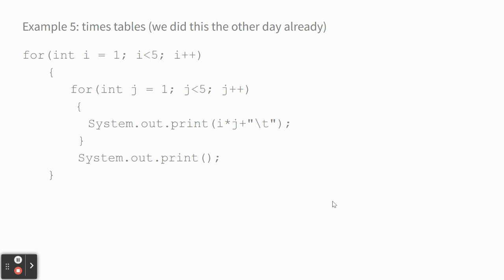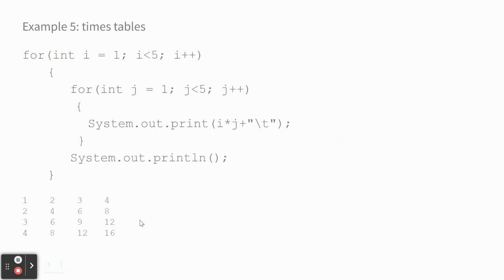And then I wanted to remind you about the times tables. This is the one we did the other day, but we didn't call it nested for loops. But this has I going 1 to 4, j going 1 to 4, and we're printing I times j and then a tab. So this is just times tables.